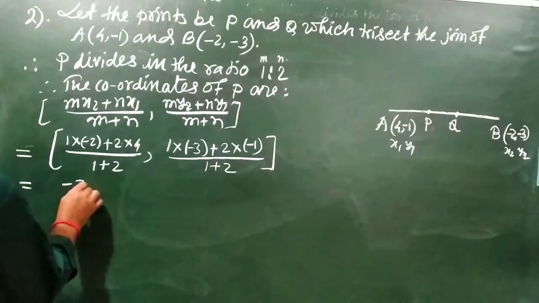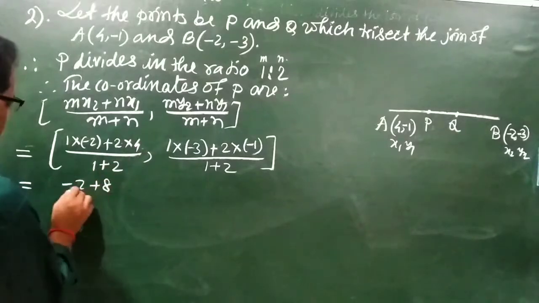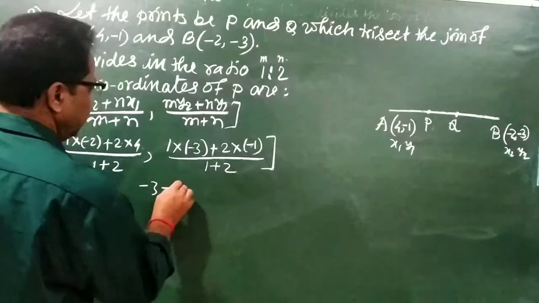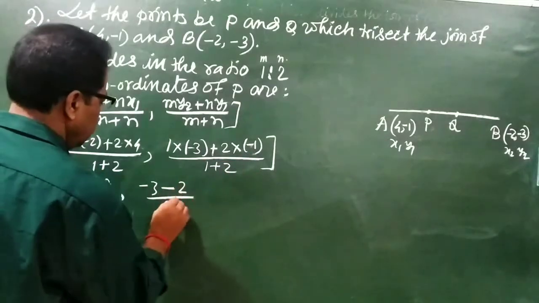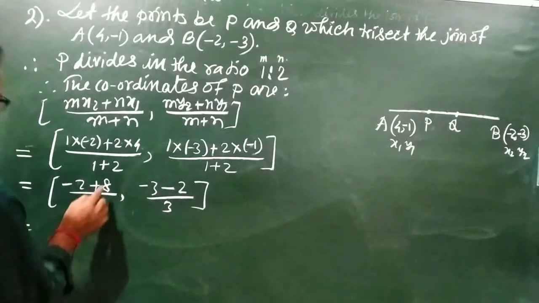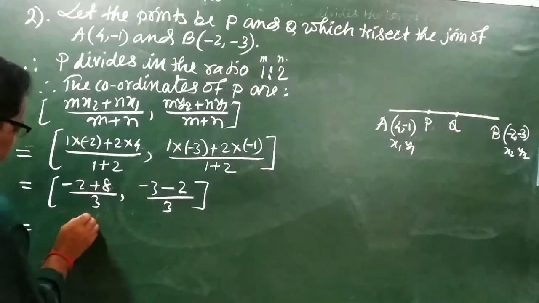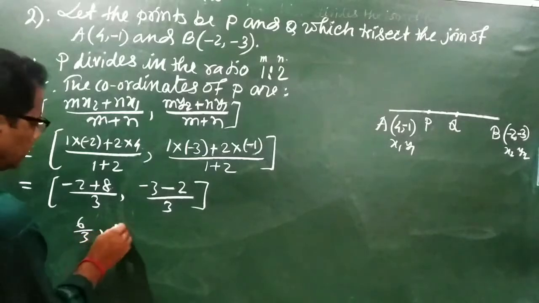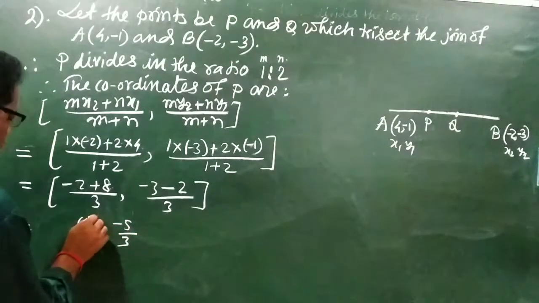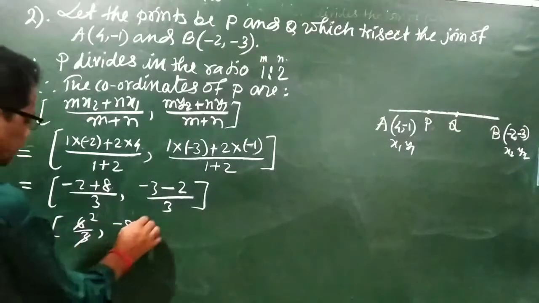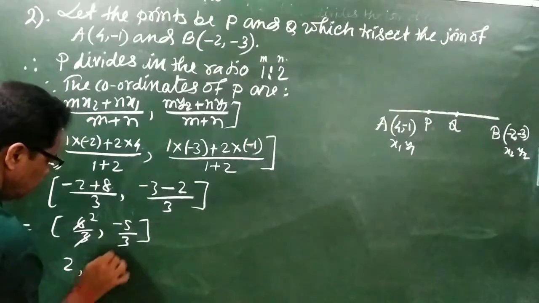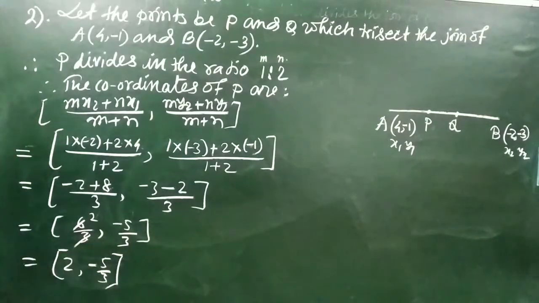So -2 plus 4 is 2, divided by 3, and here -3 plus 2 into -1, that is -2, divided by 3. Getting 6 minus 2, 4 by 3... so cancellation by 2, 3, 2 is 6. So getting here 2 and -5 by 3. So these are the coordinates of point P.